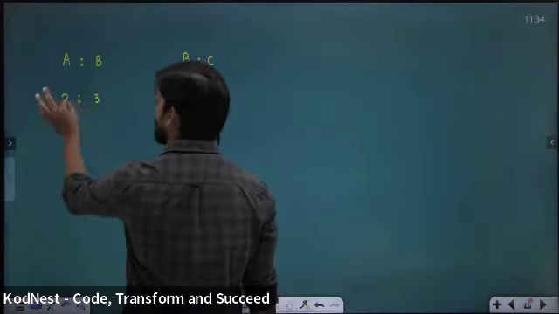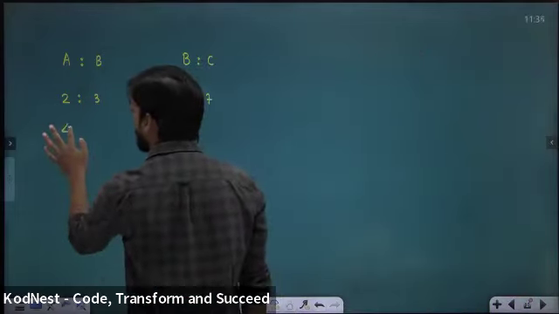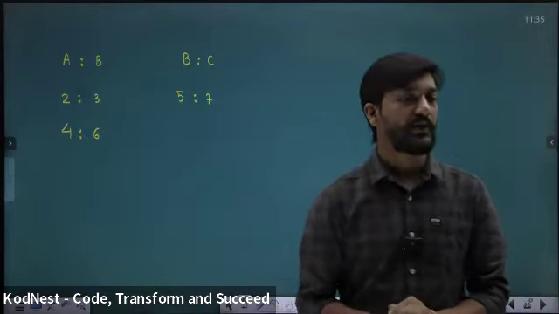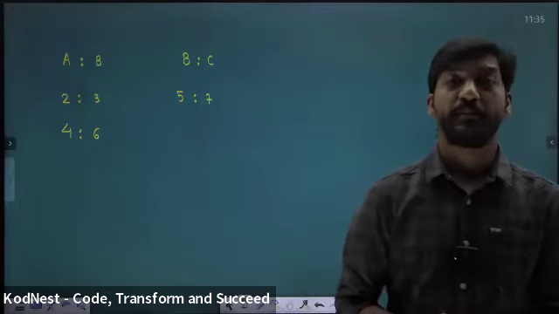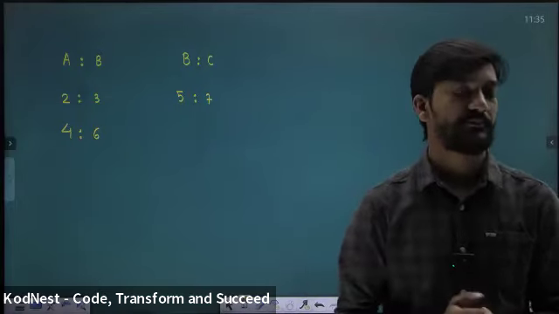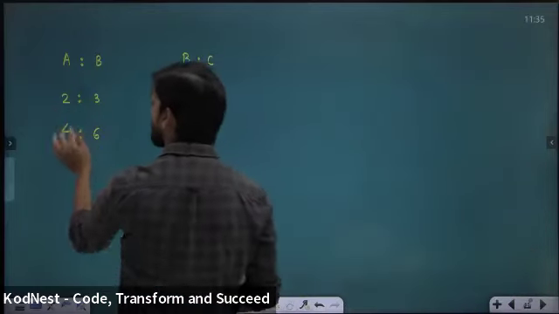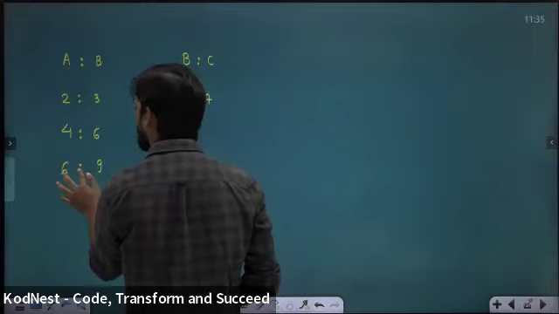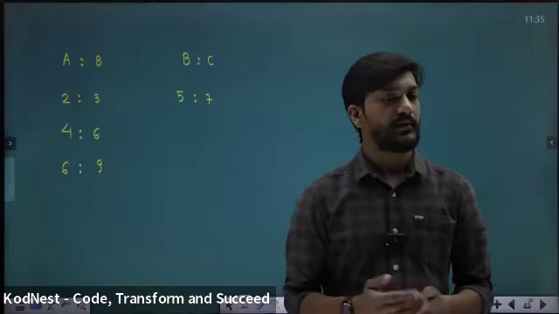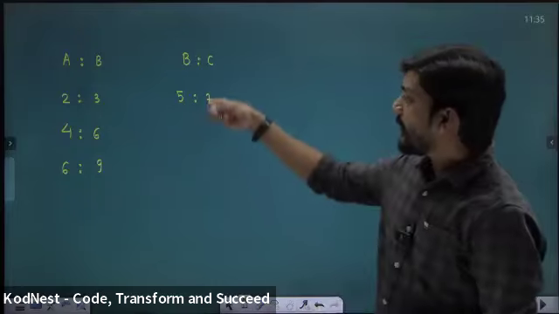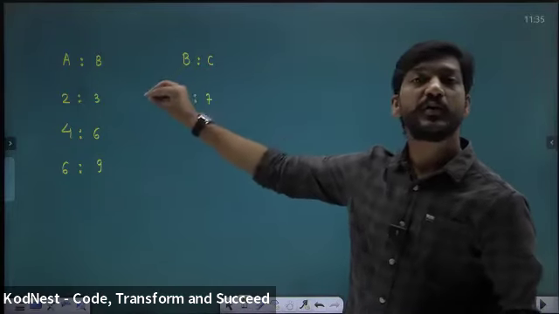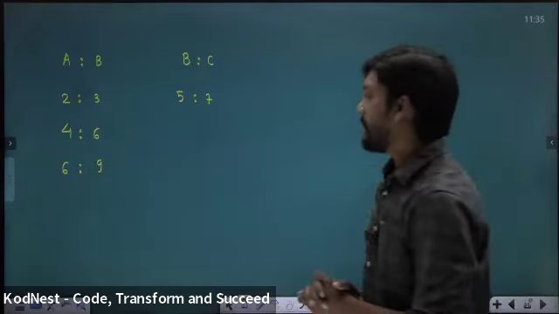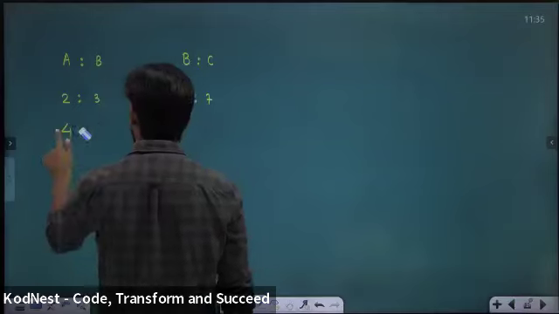2:3, simplified form, there is no common factor. If I write 4:6, is it the same ratio or different? Same ratio. If I multiply this ratio with 3, 2 into 3 is 6, 3 into 3 is 9. Is it the same ratio or different? Same. So my dear, if you multiply a ratio with a number, the ratio will not change. It looks different, but the ratio is the same. Please remember this.